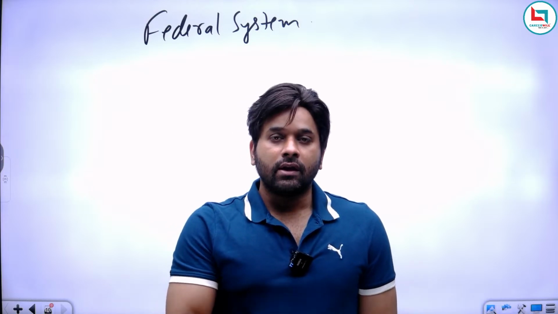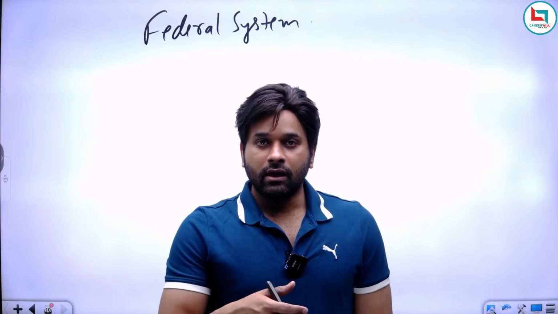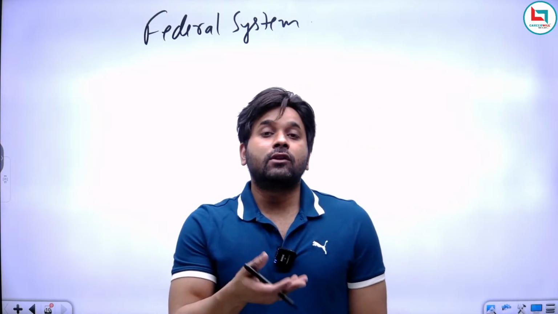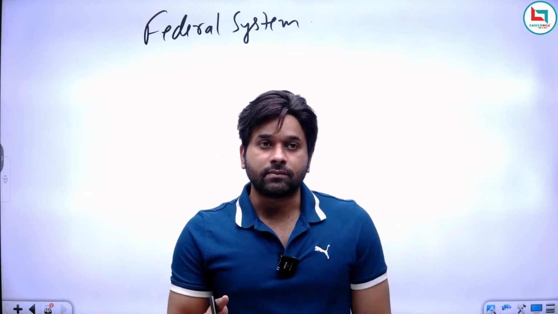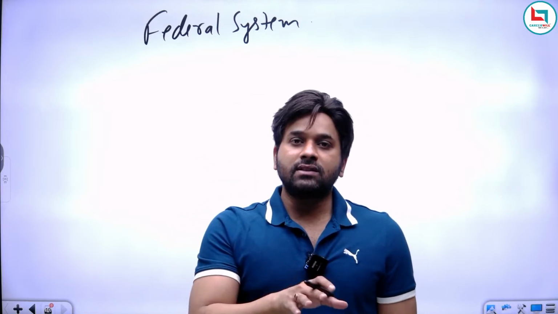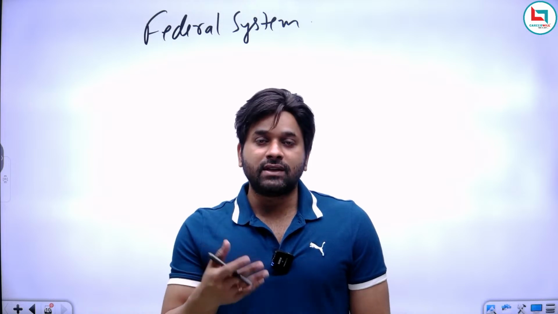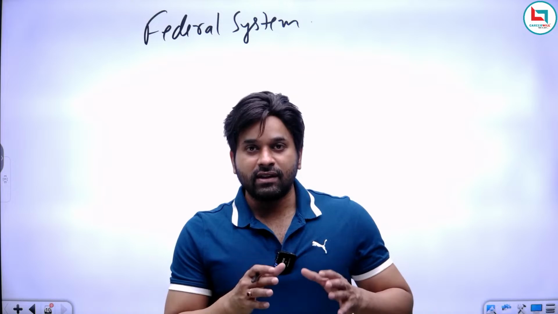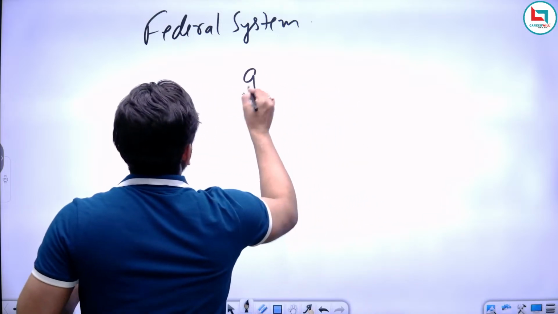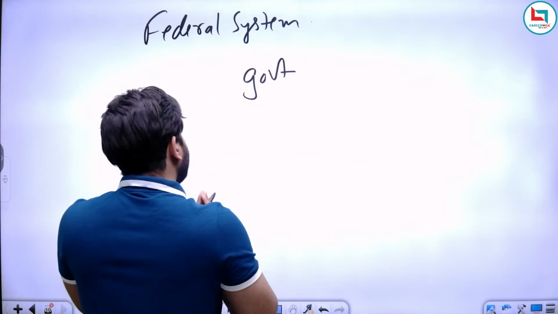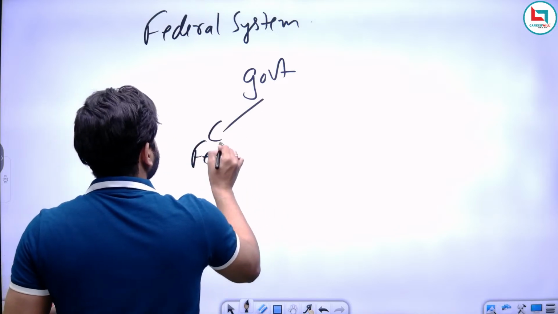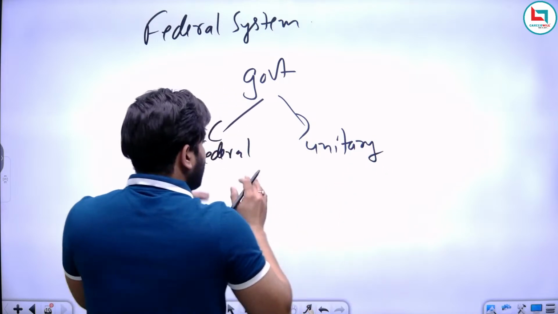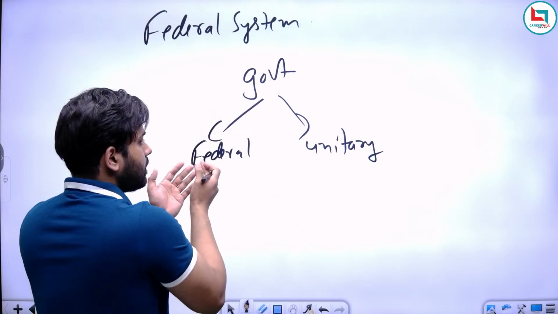what we said, that the difference between parliamentary and presidential is the element of responsibility. If the executive is responsible to the legislature, then it is parliamentary system, but if they are not responsible, then it is the presidential system. Now on what basis we decide whether the system is federal or unitary? We can divide the government into 2 types. The first is federal system, and the second is unitary system.